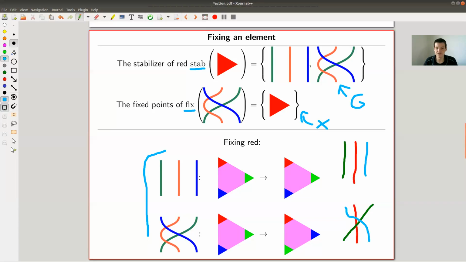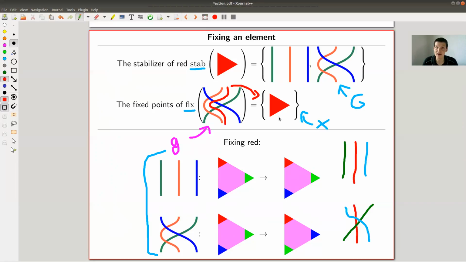As illustrated down here. Similarly, there are the fixed points, and that's just: pick your favorite group element, my little g here, and look at what it fixes. In this case, it's very easy. Green and blue swap, so the only thing that is fixed is red. So you write down red. It's really looking for fixed points.